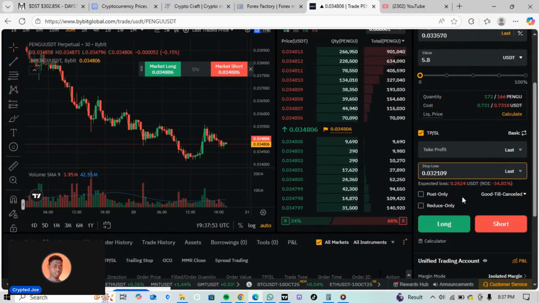You understand now? So you look very well, you see expected loss 0.2524. You understand? So this is now our expected loss, because we have done the calculation that if the trade goes against us, we want to lose 5% of our account, which is 0.2524, and which is minus 34.81 percentage of the amount we are entering the trade with. You understand?